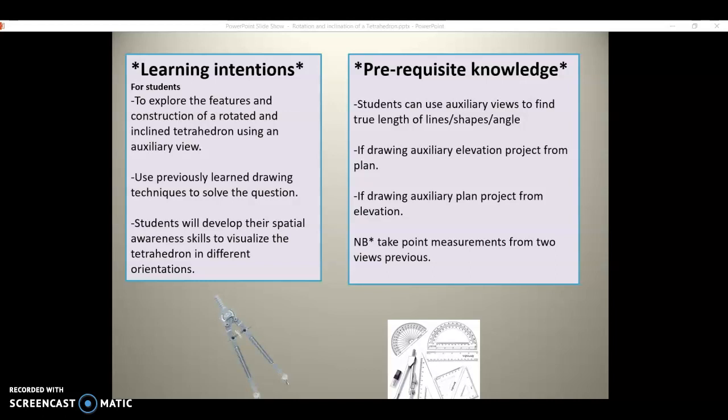Students have previously used auxiliary views to find true lengths, shapes and angles. Some key points of auxiliary views are: if drawing from elevation, projected from the plan. If drawing auxiliary plan, projected from the elevation. It's also important to note that you should take point measurements from 2 views previous.